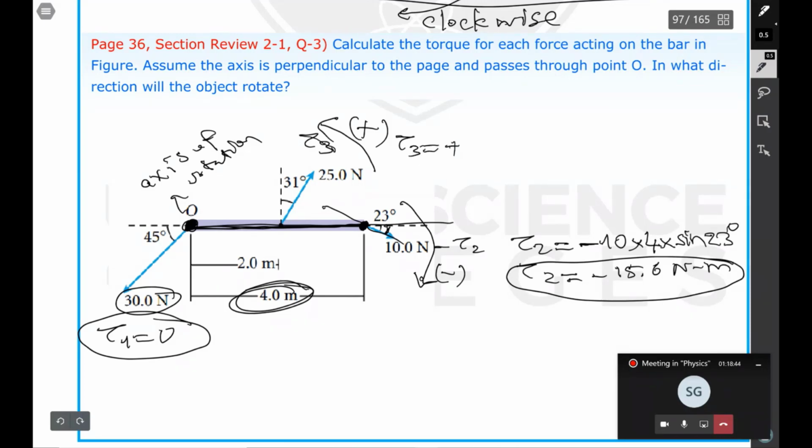How much is the force? 25. Distance. Where is the 25 Newton acting? In here. So from here to the axis of rotation, what is that distance? 2 meters. Yeah. Students make a mistake in here. They take the whole length of the bar. It's not the whole length. From force to axis of rotation is 2 meters.